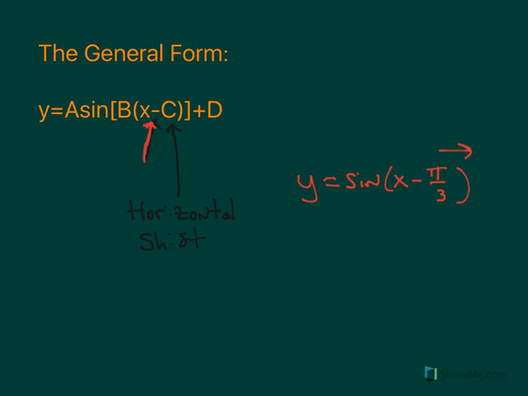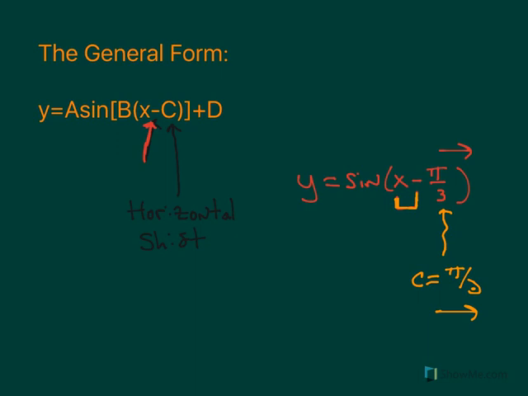So you always have a minus in the general form. If you see x minus, so x minus is the general form, then the c itself is just going to be pi over 3. So it's going to go to the right pi over 3.